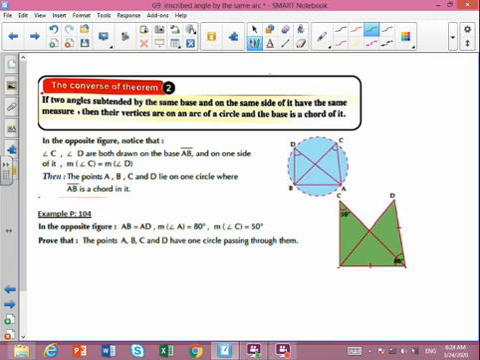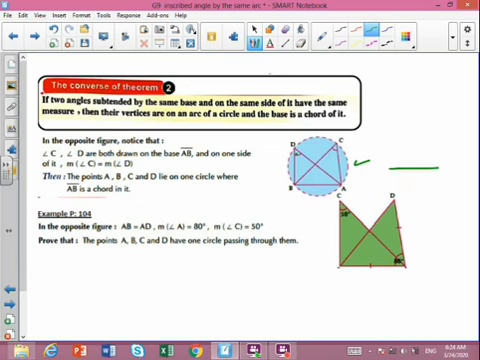Okay, two angles subtended by the same base and on the same side of it that have the same measure, then their vertices are on an arc of a circle and the base is a chord of it. What does this mean? Okay, this means that if I have here, like this one, measure of angle D and angle C are both drawn on base AB. Don't look at the circle now.